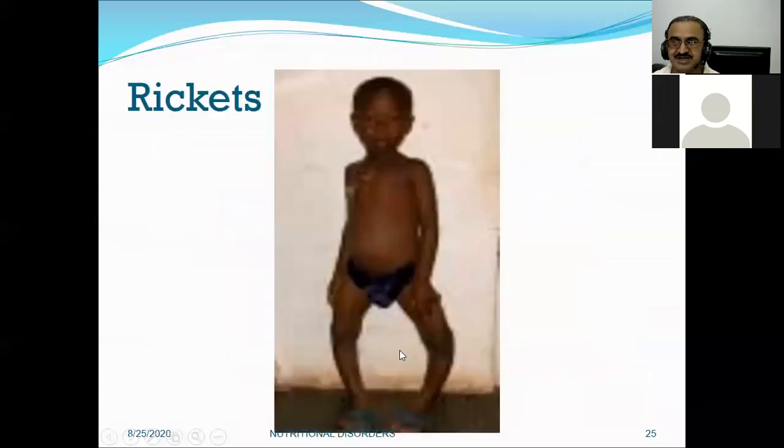Yes, this child is suffering from rickets. You take the legs.